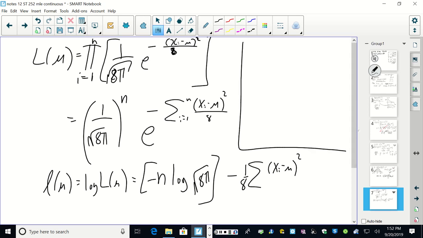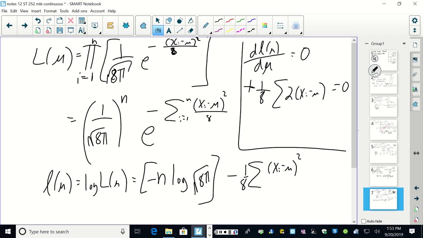So if we take the derivative of this thing with respect to mu, well, mu's not over here at all, so that's just 0. And then we take the derivative of this thing. Well, the derivative of a sum, the derivative comes inside, so well, it's minus 1/8. Let me erase this so it's not a duplicate. It's a sum. The derivative of this thing is 2 times the xi minus mu. And then there's this. It's expressed as a negative. So there's another negative, so it becomes positive. You set all that thing equal to 0.